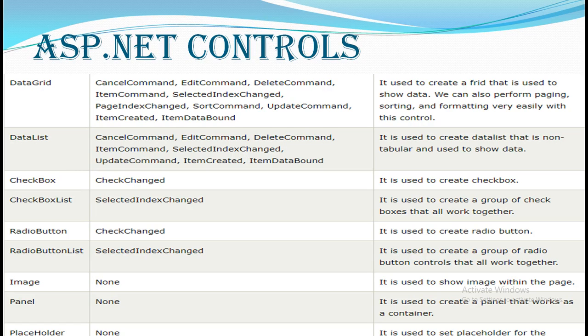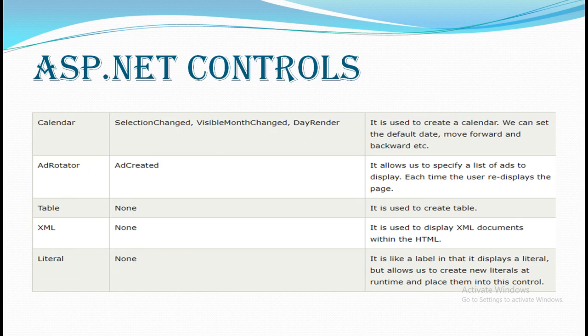Placeholder, none. It is used to set a placeholder. Calendar: selection changed, visible month changed, day render. It is used to create a calendar. We can set the default date, move forward and backward, etc. AdRotator, ad created. It allows us to specify a list of ads to display each time the user redisplays the page. Table, none. It is used to create a table.